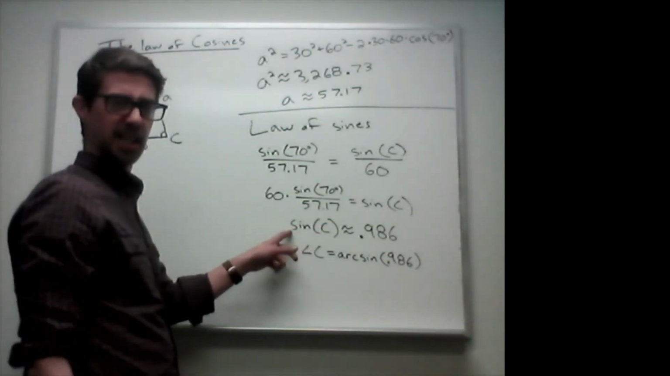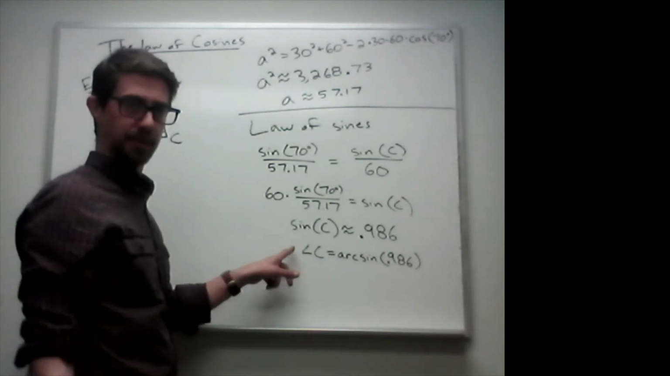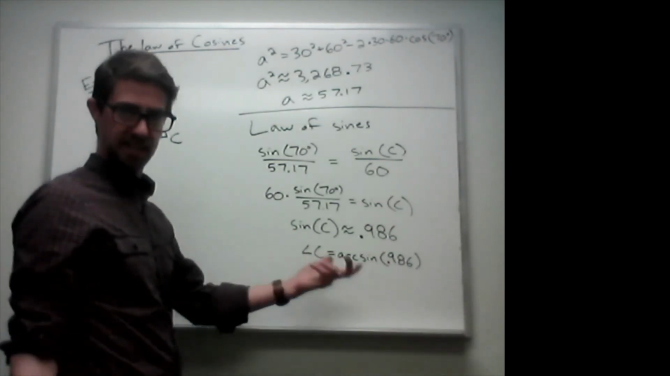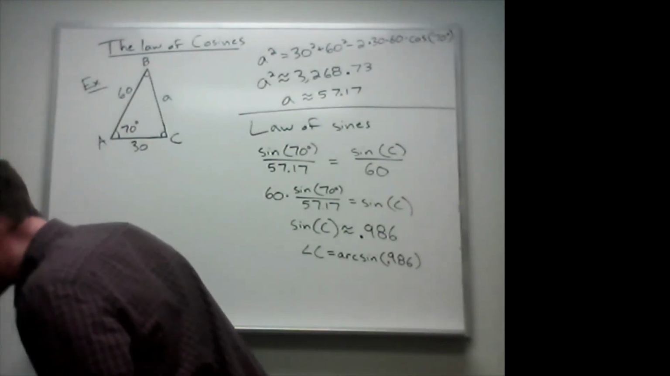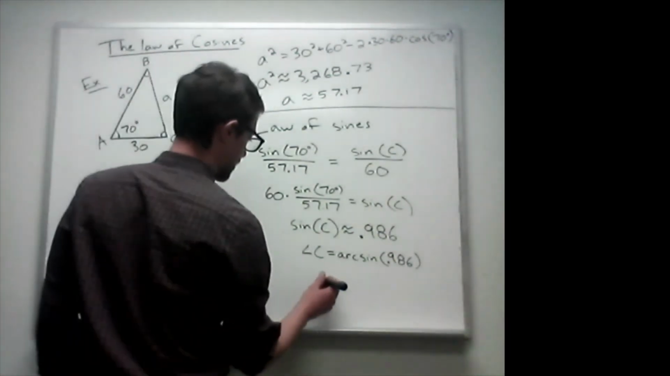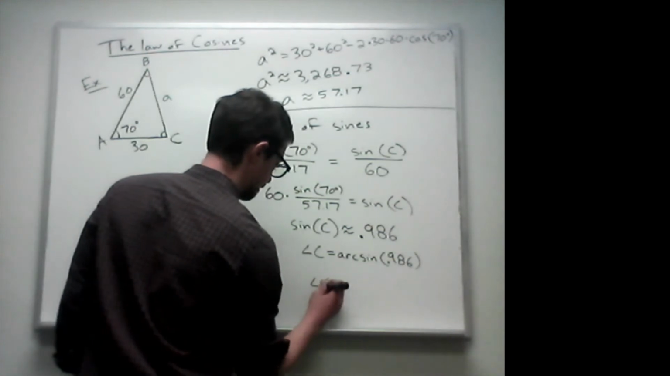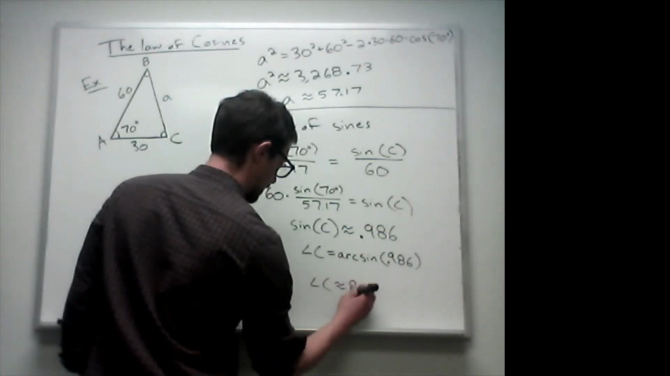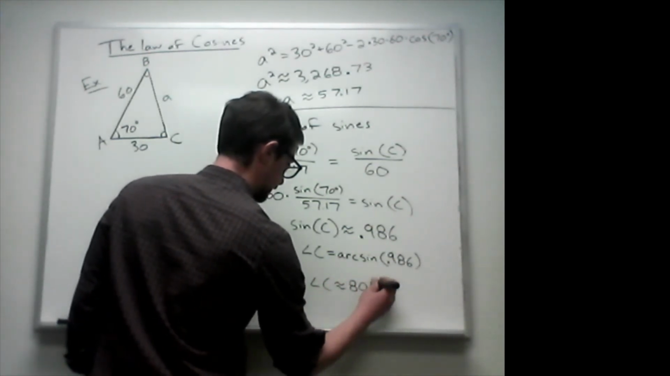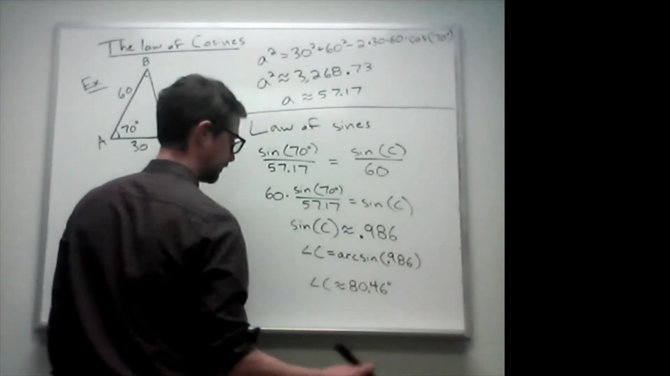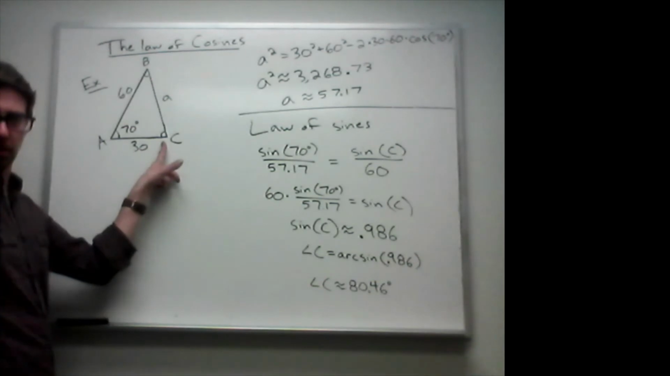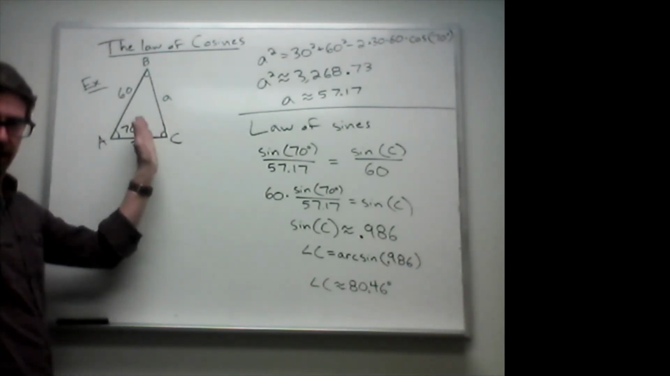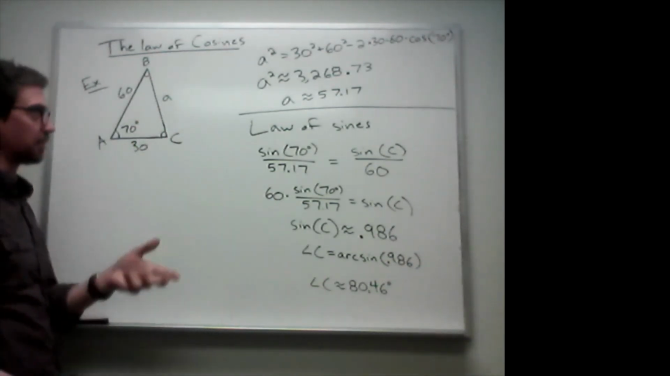So again, you can be tempted to stop here. Don't stop here. You have to find the angle. So that's all in your calculator. Arc sine of 0.986 turns out to be about 80.46 degrees. Which looks pretty good according to our picture, right? That's a pretty big angle. It's not quite a right angle, so 80 degrees might seem kind of right.